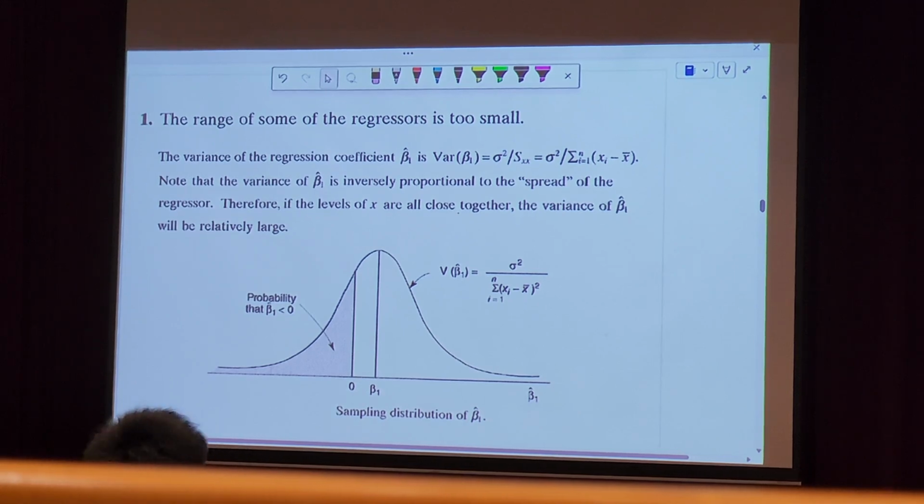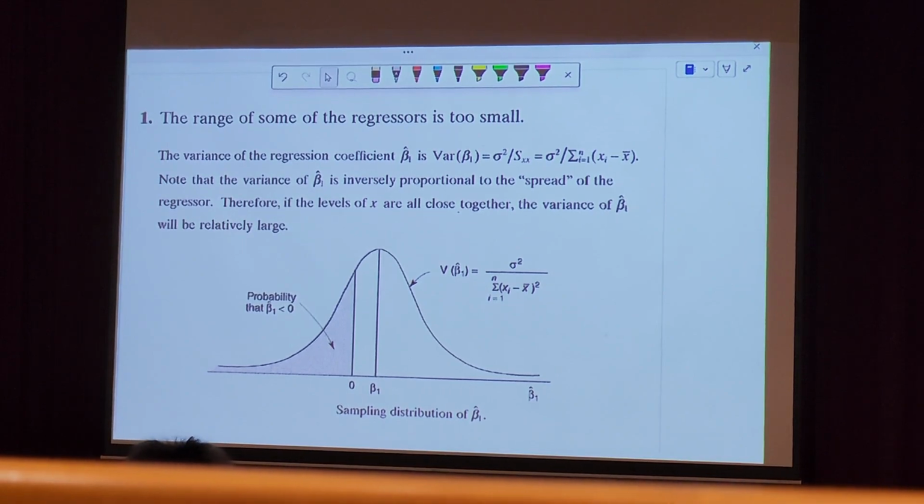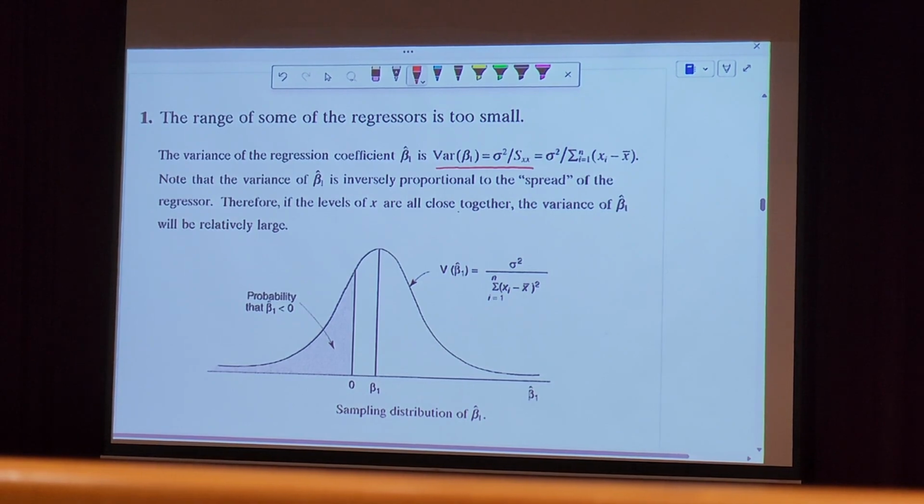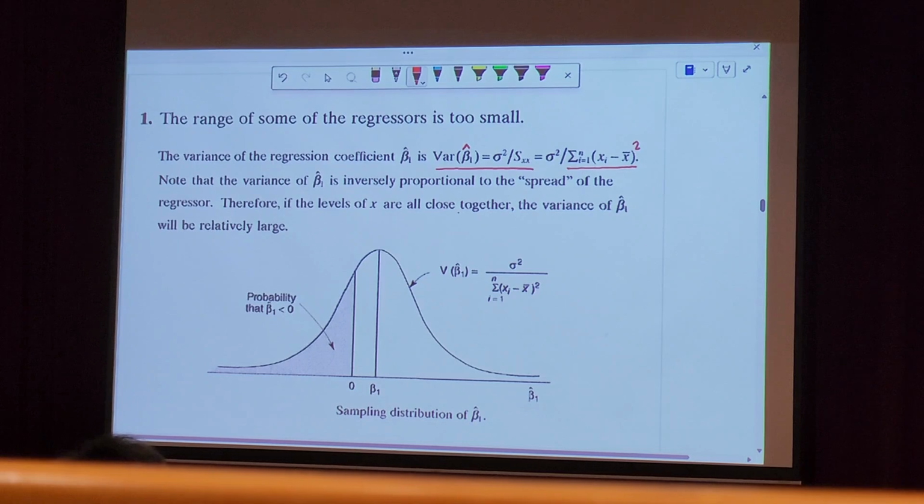Alright, so reason number 1. Let's just look at simple linear regression, where we look at the variance of beta 1. There should be a hat here, because this is an estimator. Beta 1 is a constant, there's no variance. So the variance of beta 1 hat is sigma squared over Sxx. That's what we learned in simple linear regression. Now take a closer look at this formula. Look at the denominator. I think I missed out a square there. I'll make the correction later.